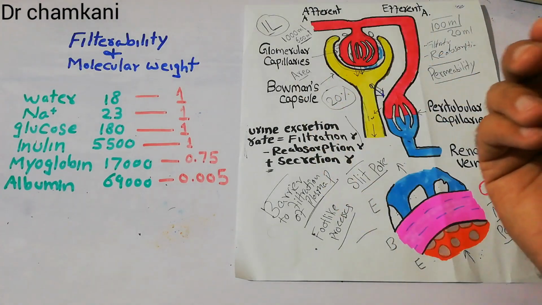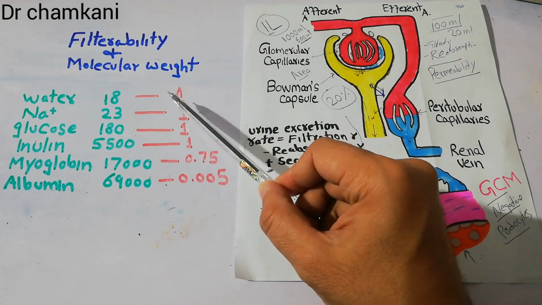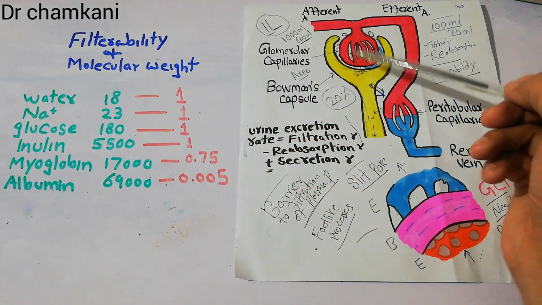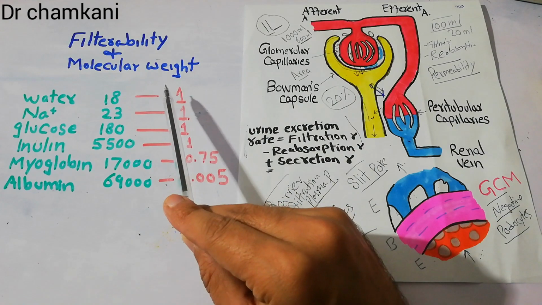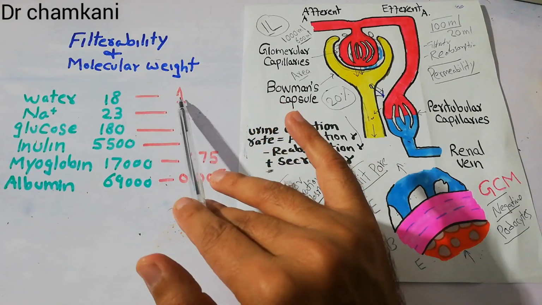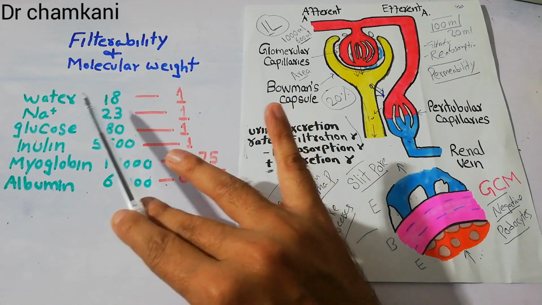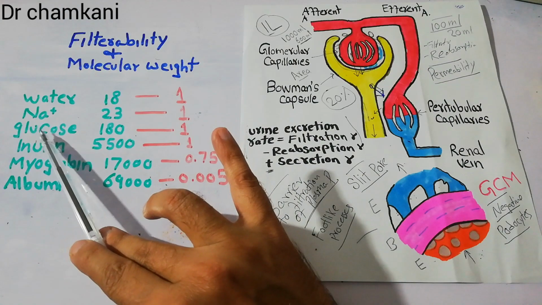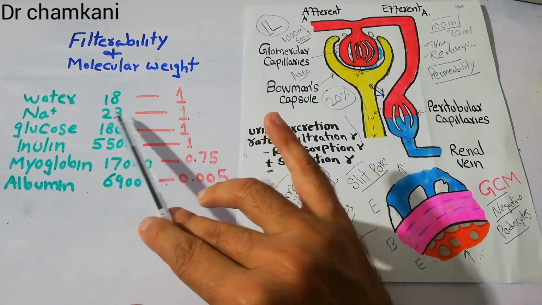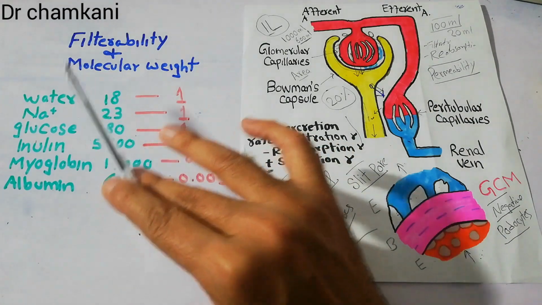Now, if the filterability of a substance is 1, it simply means that it is as easily filtered as water, because the filterability of water is 1. The molecular weight of water is also small. There are some other substances like sodium, glucose, and inulin. Their filterability is also 1, or their filtration is as easy as the filtration of water.